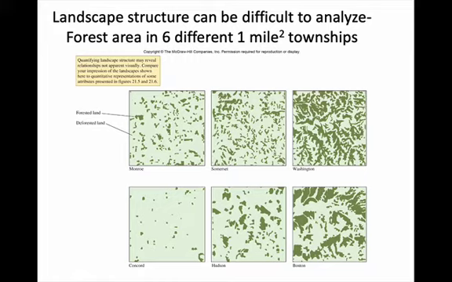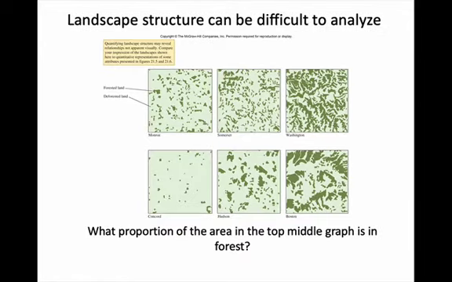So let's just illustrate that by posing two problems here. First off, let's ask what the proportion of forest is in the top middle graph, this Somerset Township. Okay, so look carefully at it and see if you can figure out what the proportion of area that is in forest actually is. By the way, these are agricultural landscapes, so these are little forest patches in a matrix of fields or pastures. So that's the first task. What fraction of this total area is in forest?